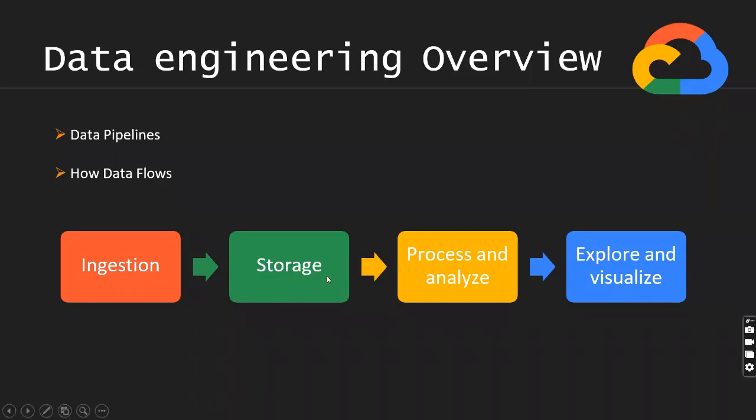Explore the data, query the data, check the data, and visualize the end-to-end data. So in four steps, data flows from ingestion to storage, storage to process and analyze, and analyze to explore and visualize. The tool set used in each step of this data flow, which connects the data pipeline, is very important. We get that in data engineering. If we do data engineering, we understand how data pipelines run and how data flows.